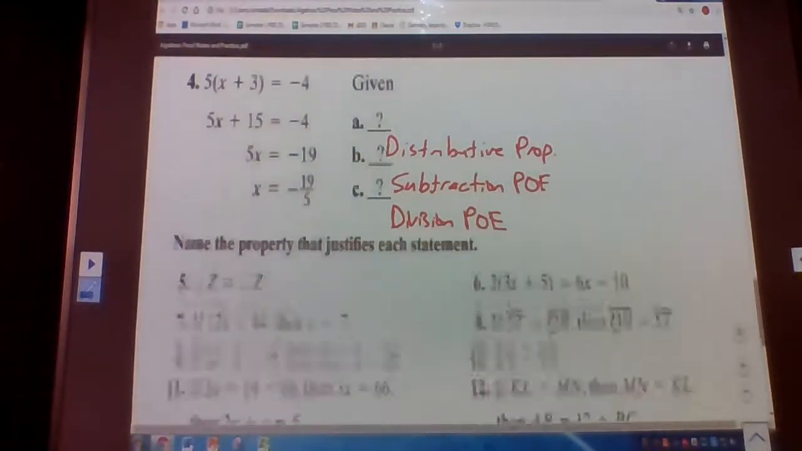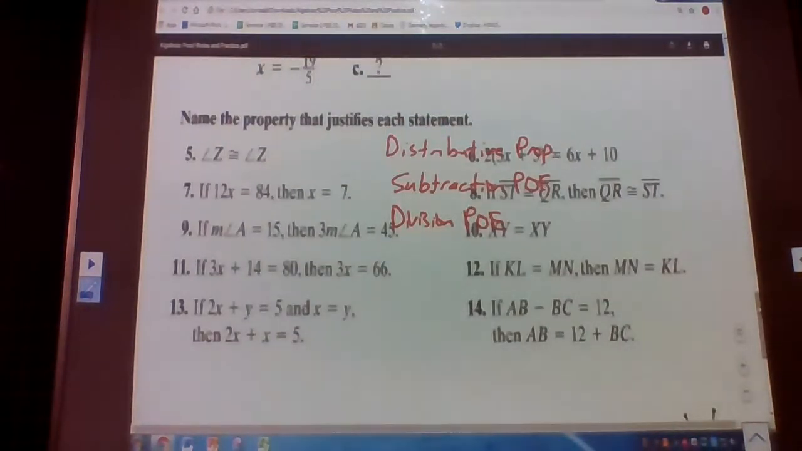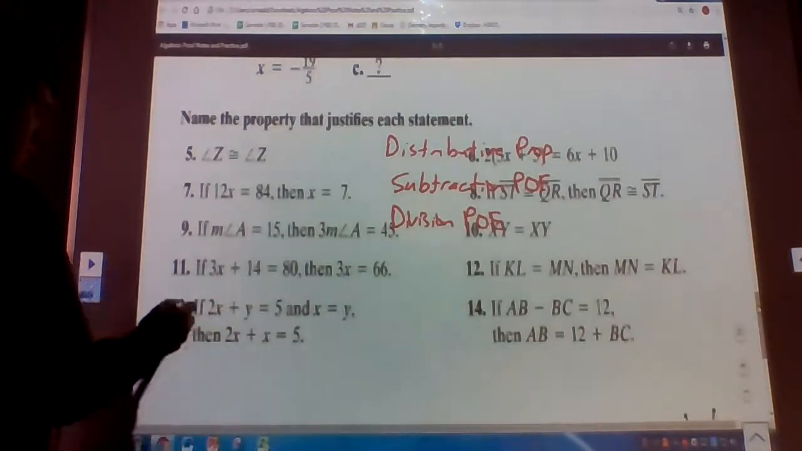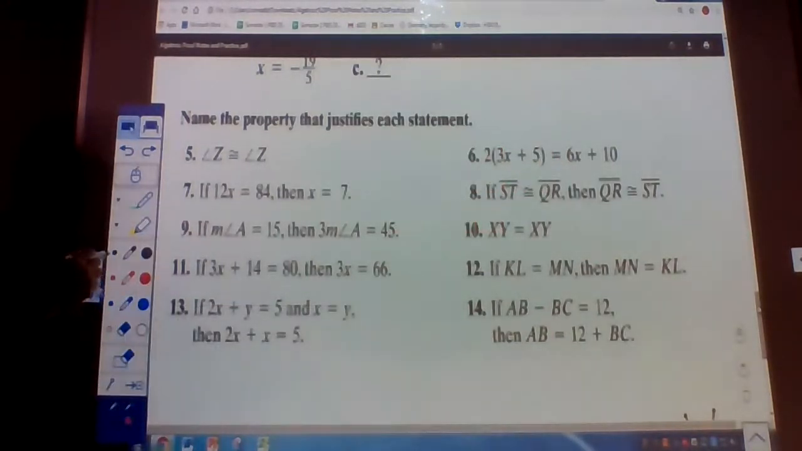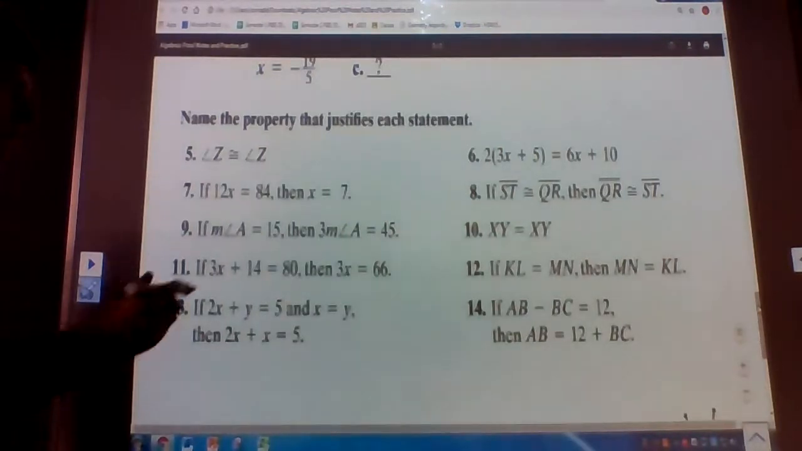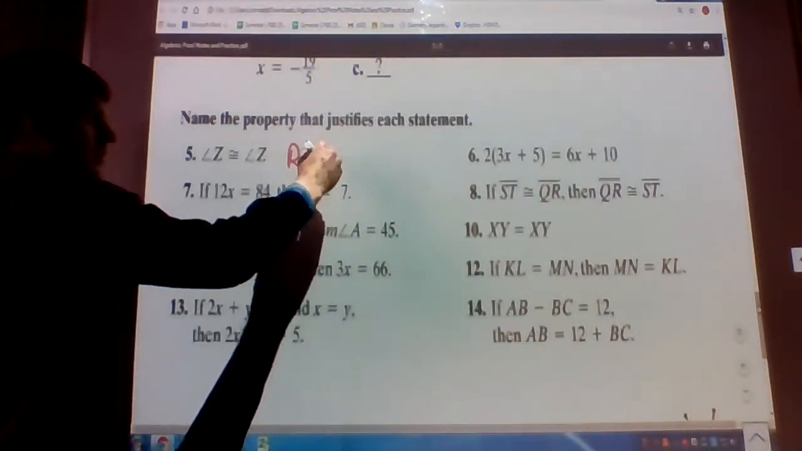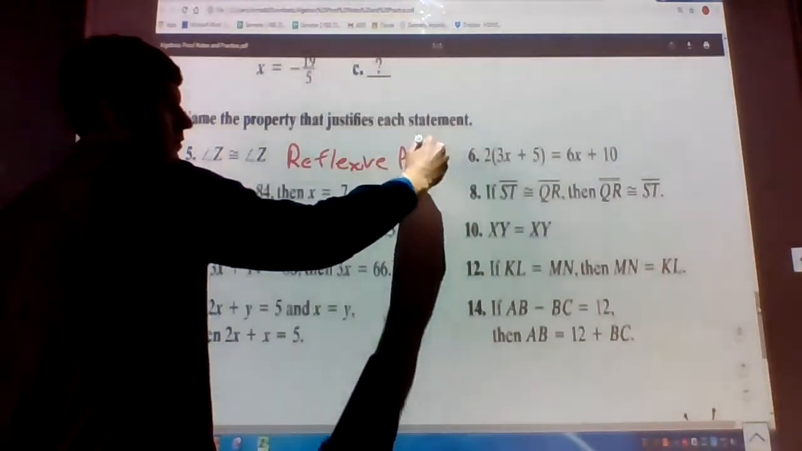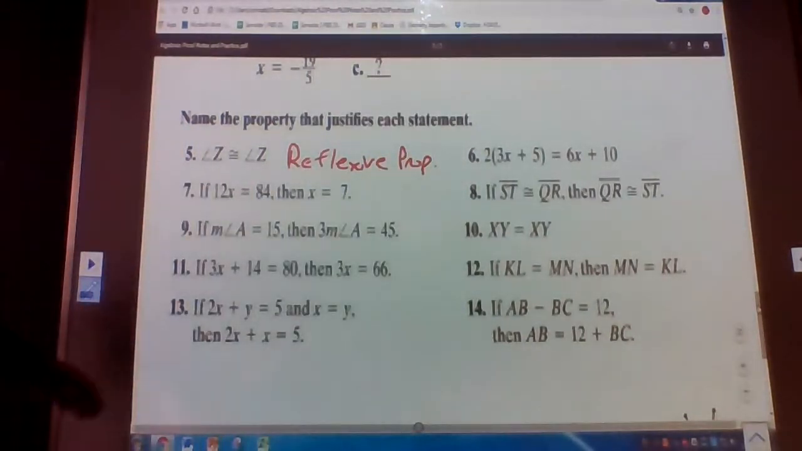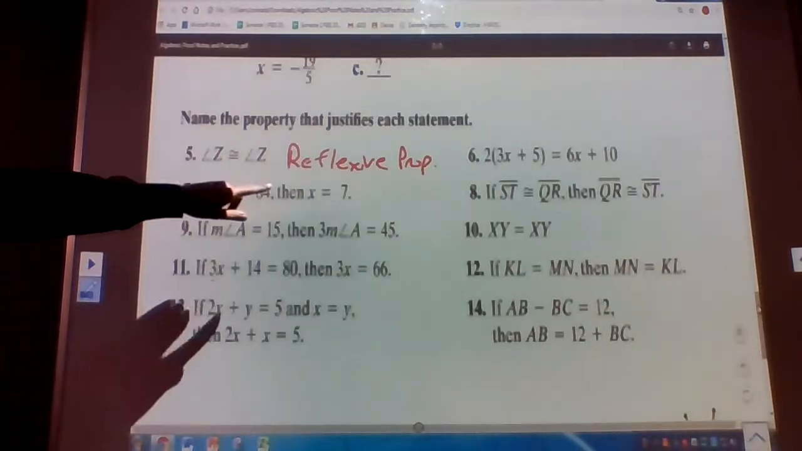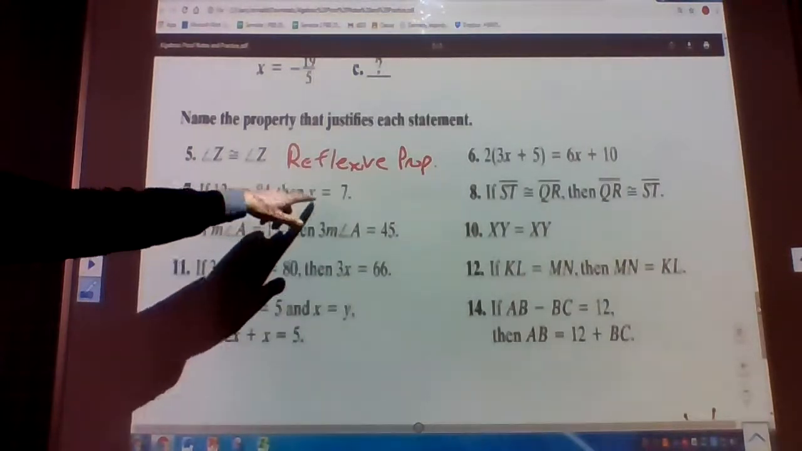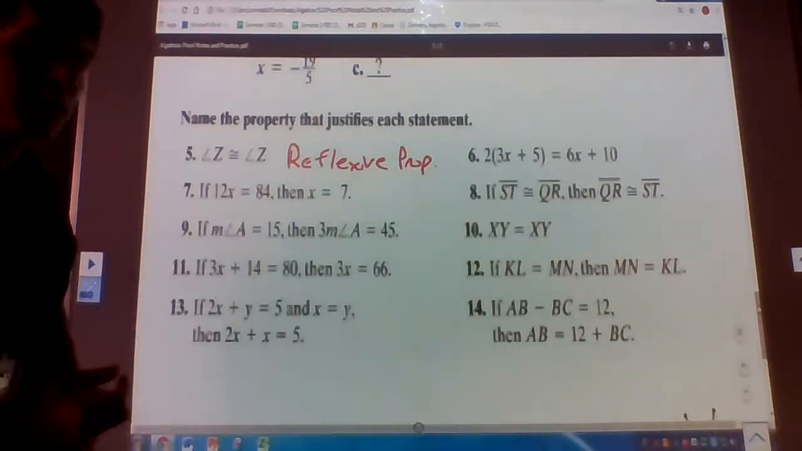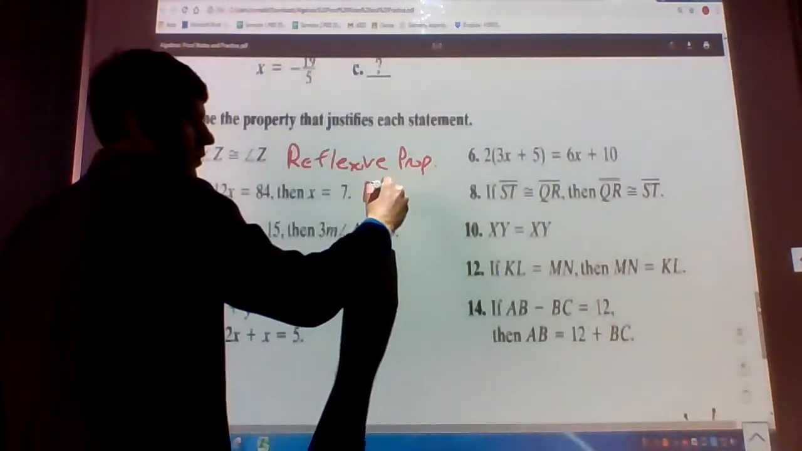5 here through 14. So these we had to use our half sheet with all the properties on there. So angle Z is congruent to angle Z. That is our reflexive property. Okay. If 12x equals 48, then x equals 7. So how do they go from this to this? They divided both sides by 12. So that's our division property of equality.